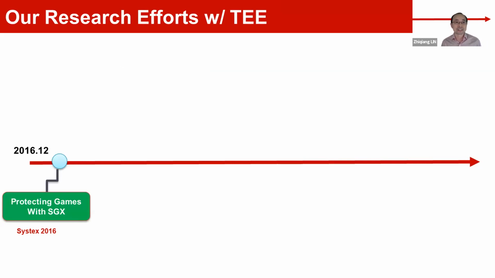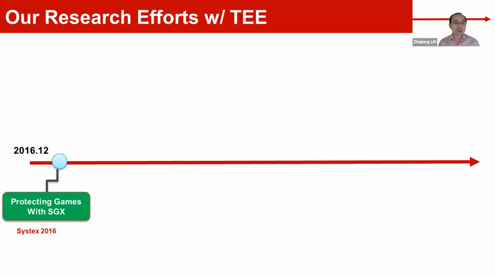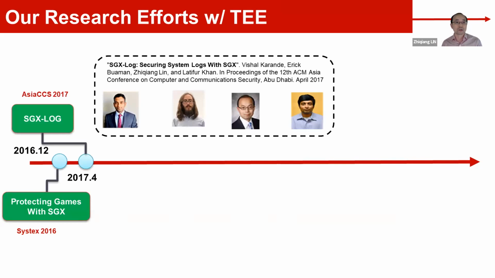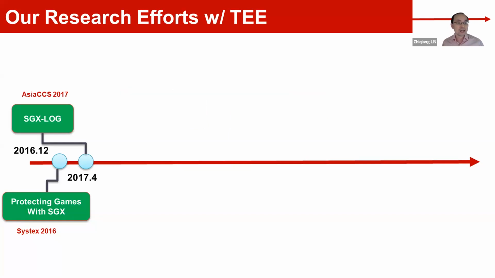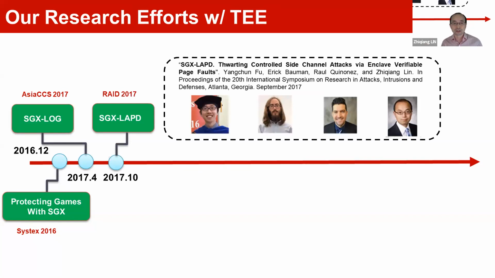We know computer games often suffer from cheats. So how can we use this TEE to prevent cheats? We published a paper about how we can use SGX to protect computer games. We also looked at other things to protect, such as computer logs, because logs are very crucial. When an attacker wants to compromise the system, they would like to delete your logs. So how can we use SGX to protect logs? Also, SGX suffers from side channel attacks. How can we build defenses against control side channels?